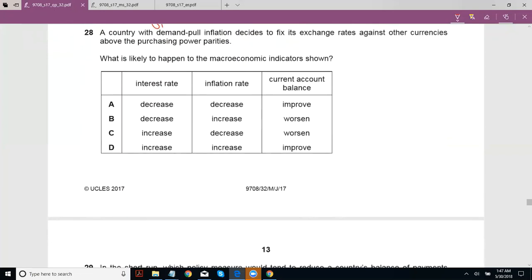28. A country with demand pull inflation, which comes about by an increase in AD, decides to fix its exchange rates against other currencies above the purchasing power parities. Okay, so you just fixed your exchange rates. What is likely to happen to the macroeconomic indicators shown? Now, the crux of this question is to understand what it means to decide to fix its exchange rates above the purchasing power parities.